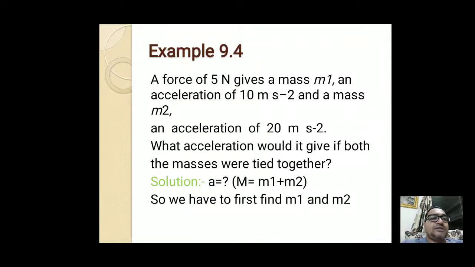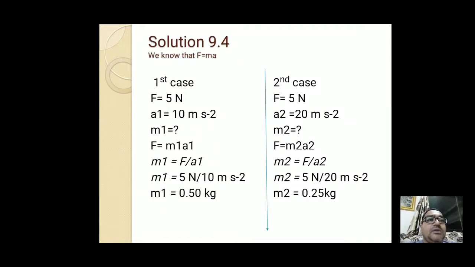So let's find the solution of this question. We have to first find m1 and m2. In the question you can see which things are given. Here also we have to apply Newton's second law mathematical formula, F is equal to ma.